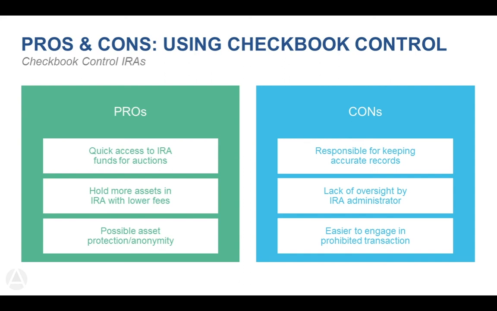The cons: you're responsible for more of the record keeping. You do have less oversight by us, and potentially it could be a little bit easier to engage in a prohibited transaction. Those prohibited transactions aren't necessarily things that you are doing with malicious or criminal intent. Sometimes honest mistakes can really get you in a lot of trouble, and because you're not having a third-party administrator look over your shoulder, it can essentially happen.